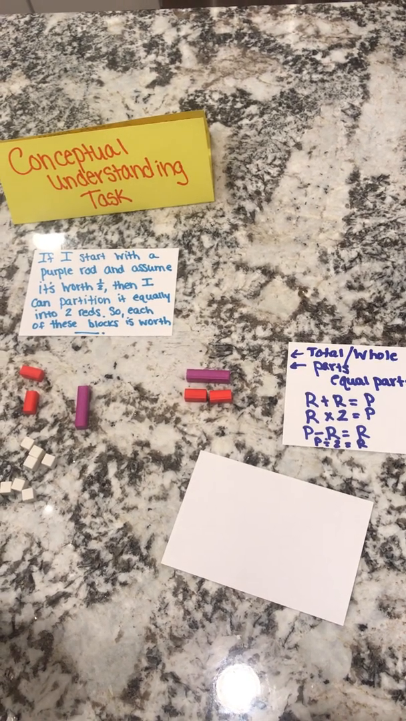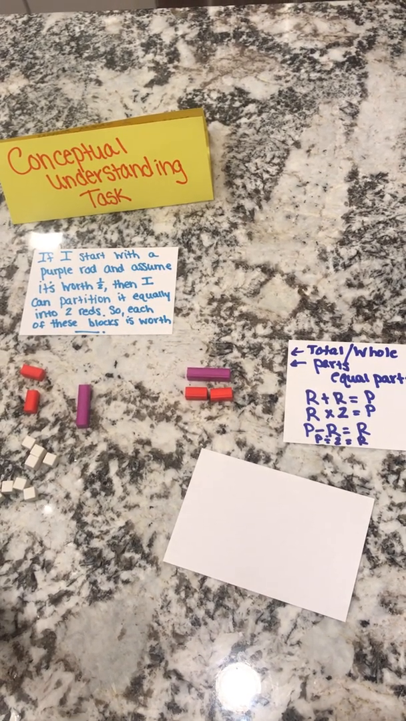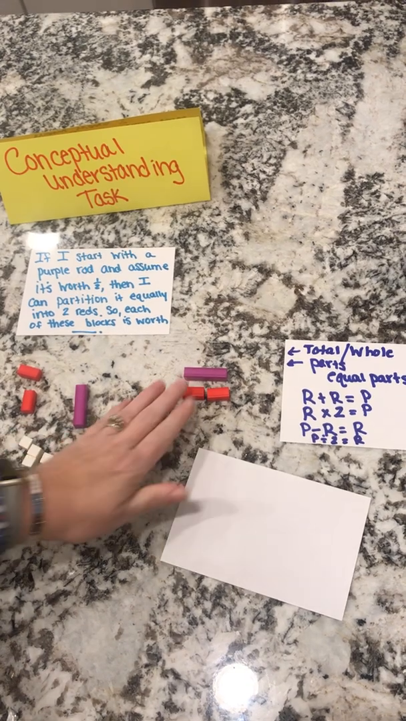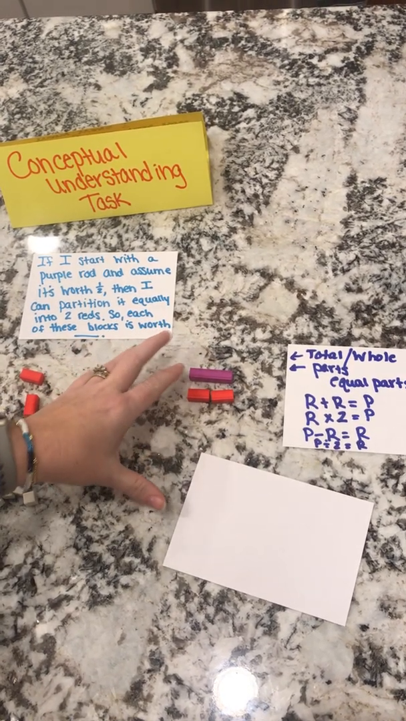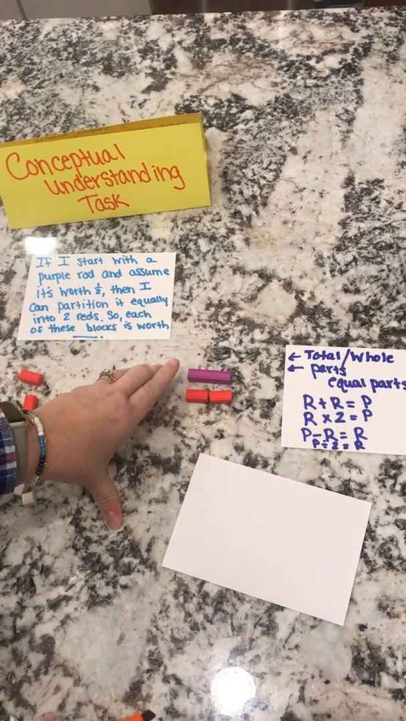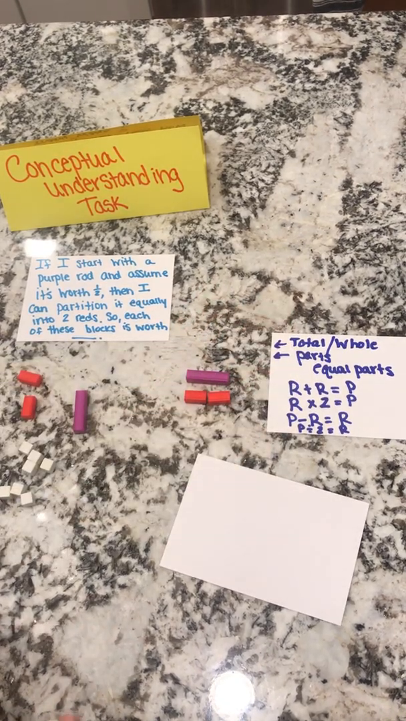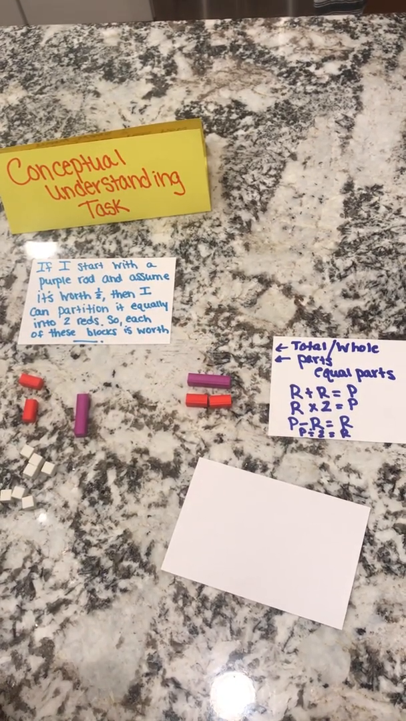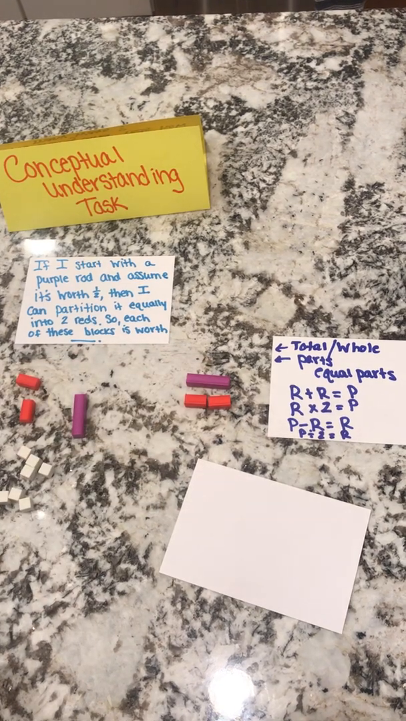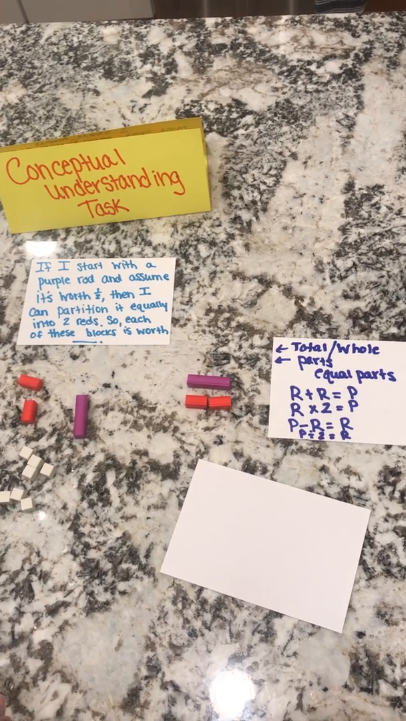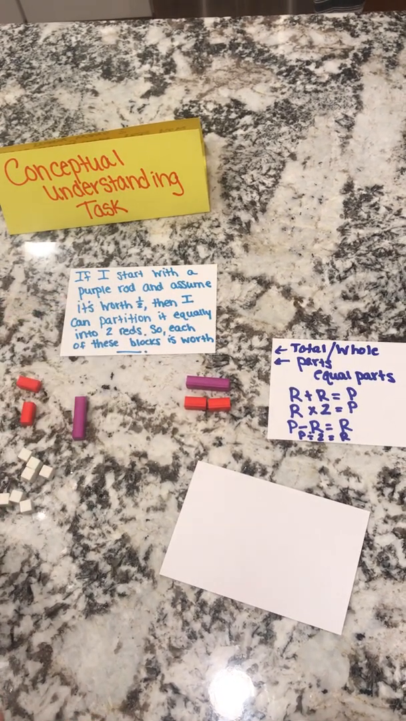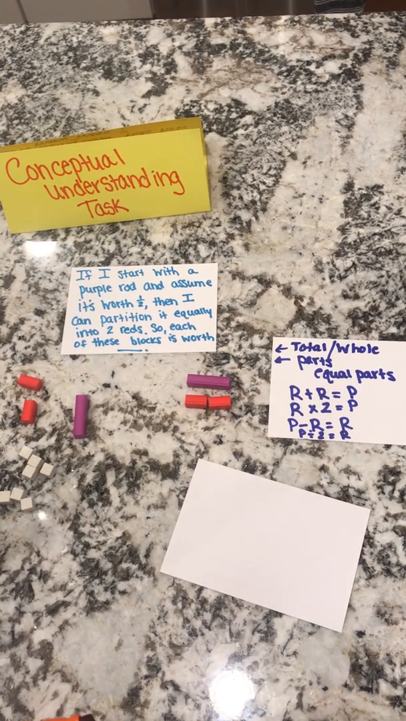Okay, now we're going to move into our conceptual understanding task. So once again, during the pose a problem, I've already talked about how I can equally partition my purple rod, and I've already looked at these relationships and these operations that are shown with my partitioning. So now I'm going to layer my next step onto that.